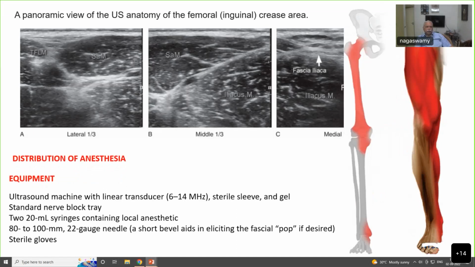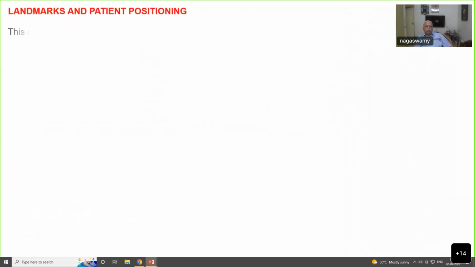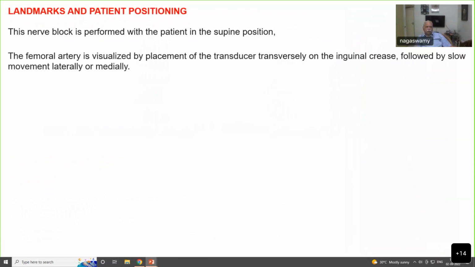The equipment that you need is an ultrasound machine with a linear transducer, sterile sleeve and gel, a standard nerve block tray, two 20 ml syringes containing local anesthetic, an 80 to 100 millimeter 22 gauge short bevel needle for eliciting the pop, also fascial piercing, and sterile gauze. All these things come in a package nowadays. And for landmarks and patient positioning, the block is performed with the patient in supine position.